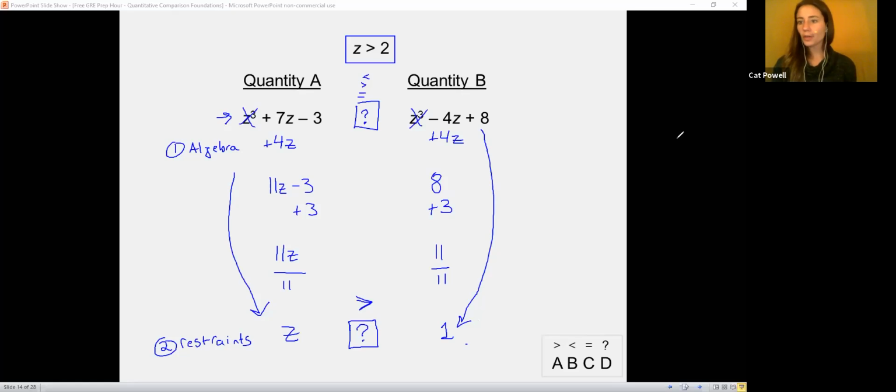Let's try another problem that we can use. Here, I don't really need to deal with zone F. Why is this not a zone F problem?